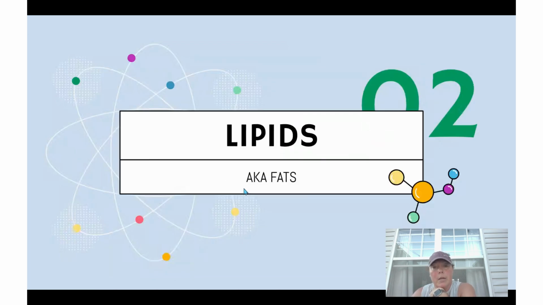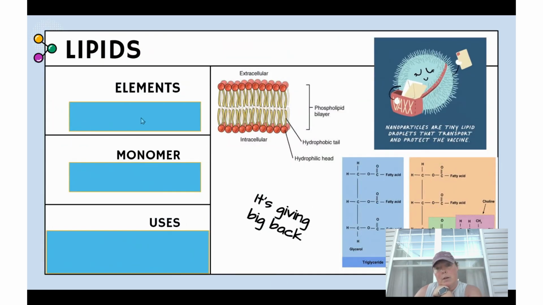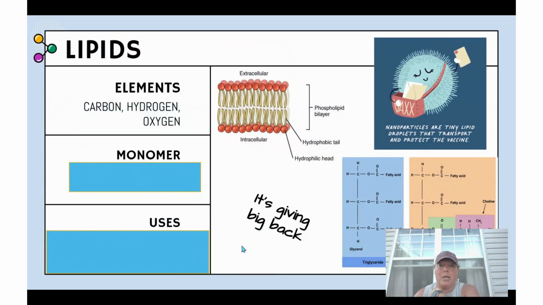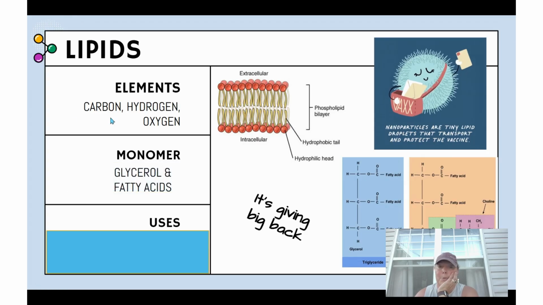You carbo load. The next one we're going to talk about is lipids. Lipids also have carbon, hydrogen, and oxygen. They don't really have a formula like carbohydrates do in terms of a 2-to-1 ratio, but they always have carbon, hydrogen, and oxygen. The monomers of lipids are glycerol and fatty acids, and which fatty acids are there and the order they're in determines the type of fat it is. Okay, and a lipid is the same as a fat.